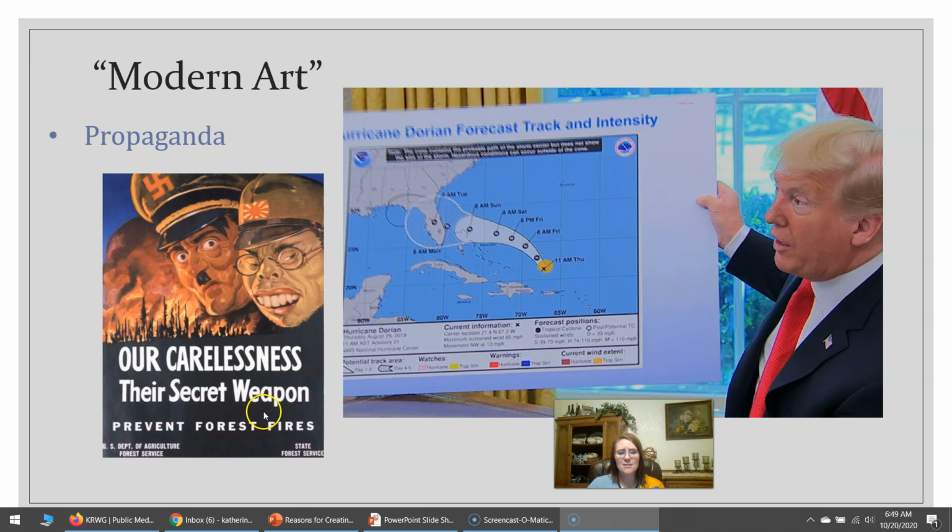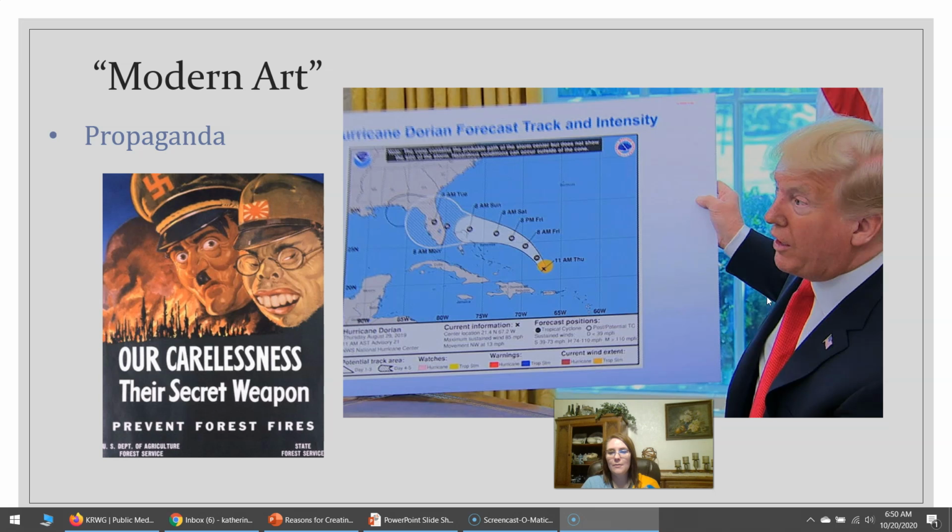It says our carelessness is their secret weapon, prevent forest fires. I guess if you have people that are trying to fight forest fires, then you can't have people that are helping with a war effort. I don't know. This just seems so pointed to me, and it was made by the government. So the government made this really racist propaganda during that time.